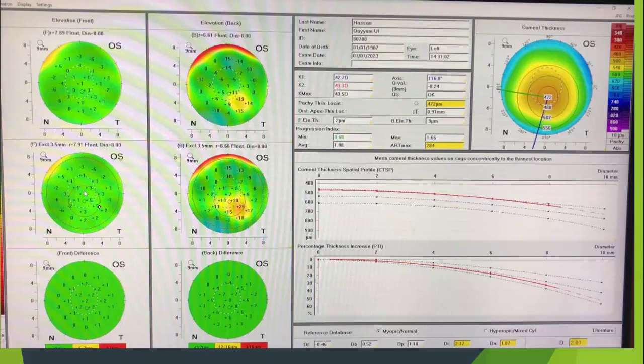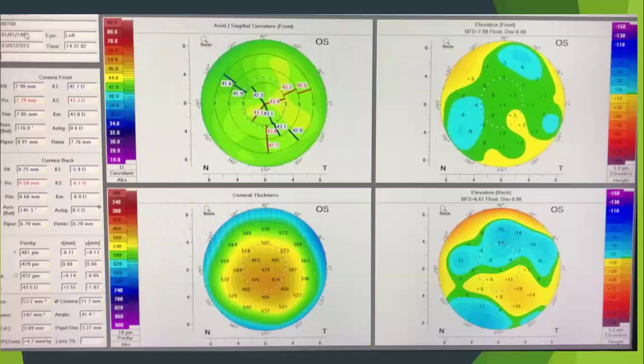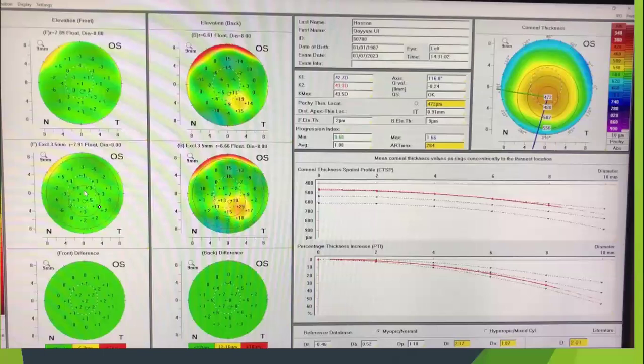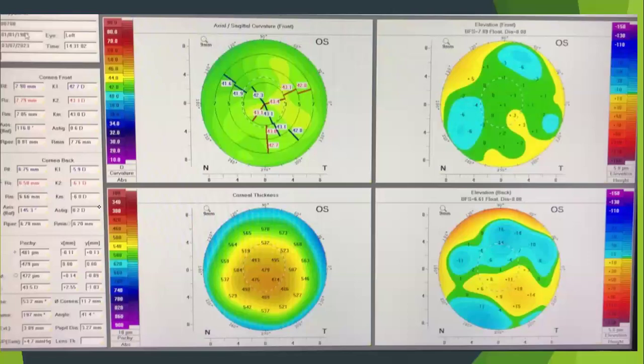Ma'am, in the first sheet, there is also anterior and posterior elevation map. Among the four, there is anterior elevation map and posterior elevation map. But the next sheet, it is also the anterior elevation. What is the difference between the first and second sheet?